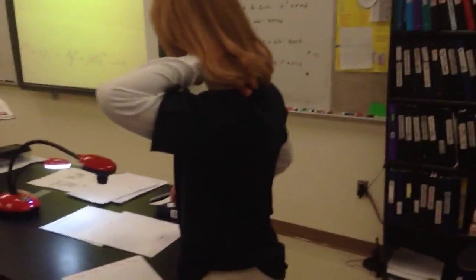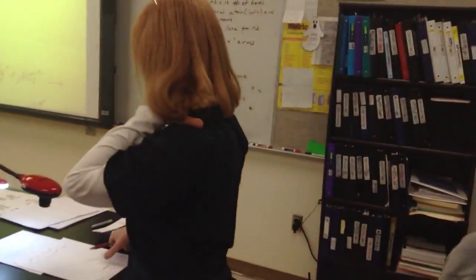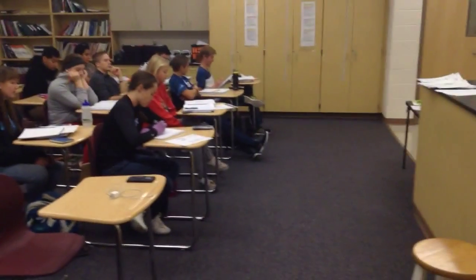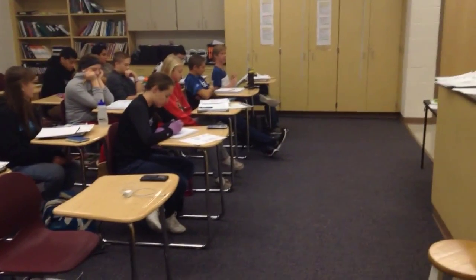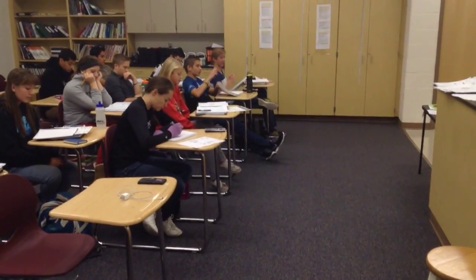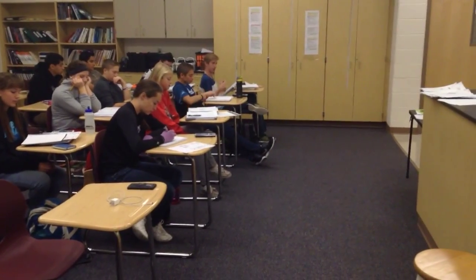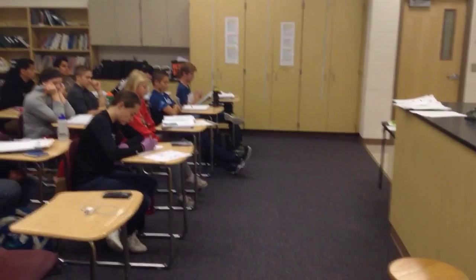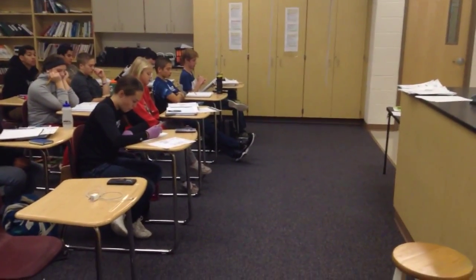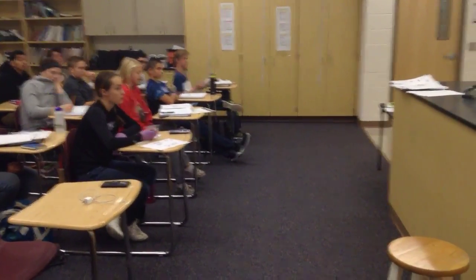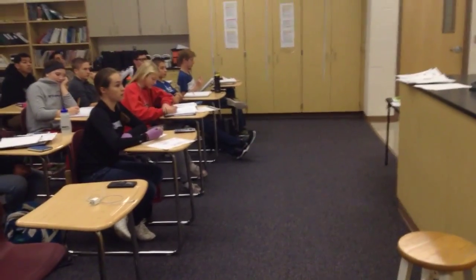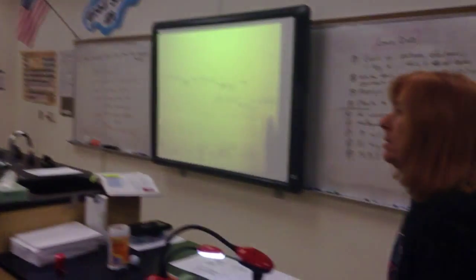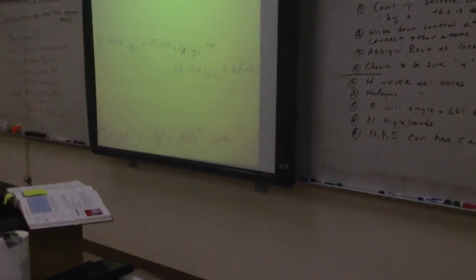What did you get for the formula equation? 3KOH aqueous plus iron nitrate aqueous yields iron hydroxide, Fe(OH)3, plus 3KNO3. Okay, hopefully you guys all got this. And then, Sam, what did you get for the net ionic equation?